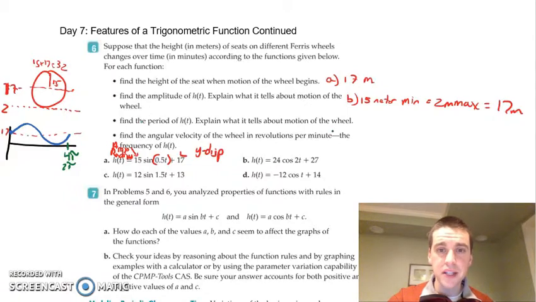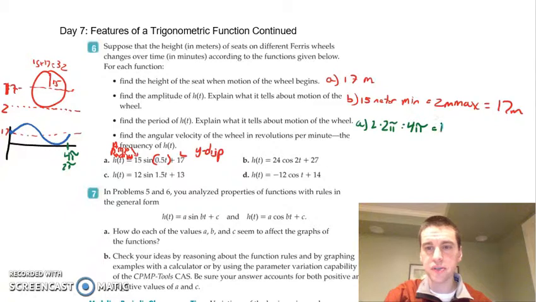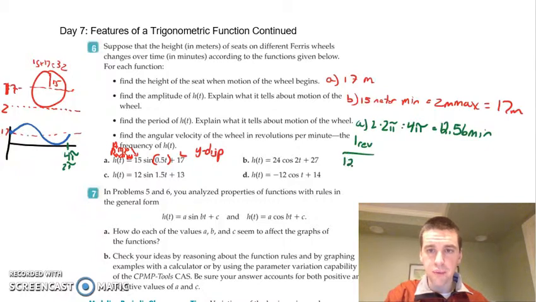So find the period. The period for A is 2 times 2 pi, because it was a horizontal stretch of 2, which is 4 pi. This would take approximately 12.56 minutes. It's not seconds, just remember that. Minutes to complete. Now we're going to talk about angular velocity. Remember that angular velocity is the idea of revolutions per minute. So we have 1 revolution per 12.56 minutes, and that's your actual angular velocity.